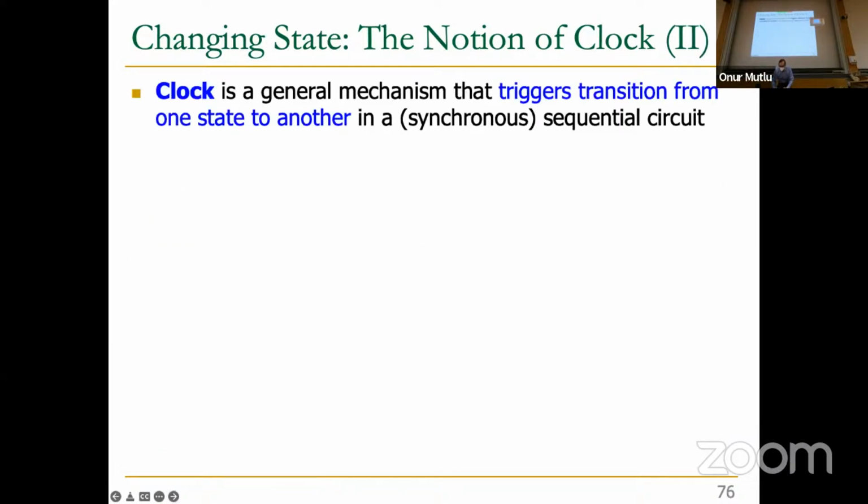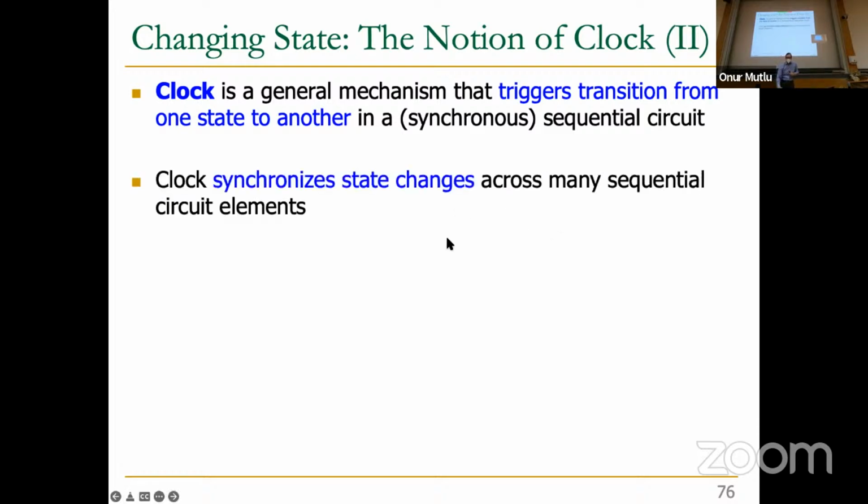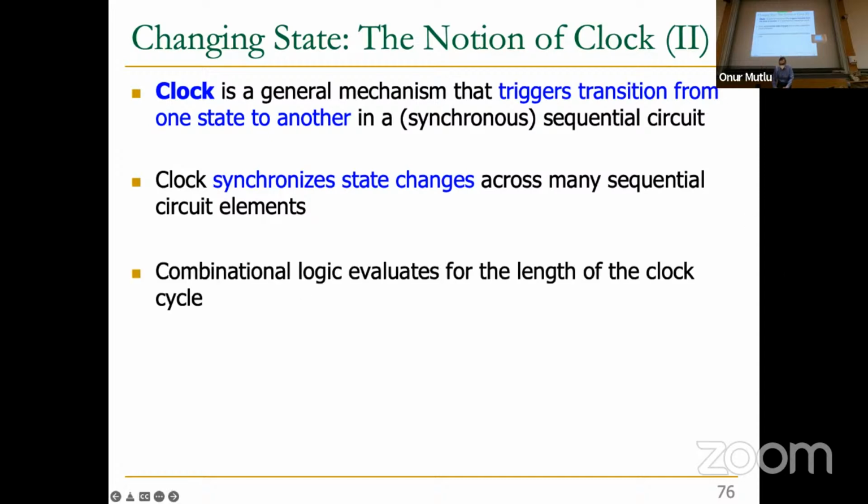Okay, just let me summarize what a clock is. So clock is really a general mechanism that triggers transition from one state to another in a synchronous sequential circuit. In an asynchronous circuit, clock doesn't exist. And we've seen that in the sequential lock. But we're going to talk about synchronous circuits. Clock synchronizes state changes across many sequential circuit elements. So if you have tens of thousands of registers, all of them change state at the same time. And this is very powerful, actually, when you build a computer. And we will see this. Existing computers have billions, well, getting closer to trillions of transistors, right? That's a lot of actually sequential logic in there.